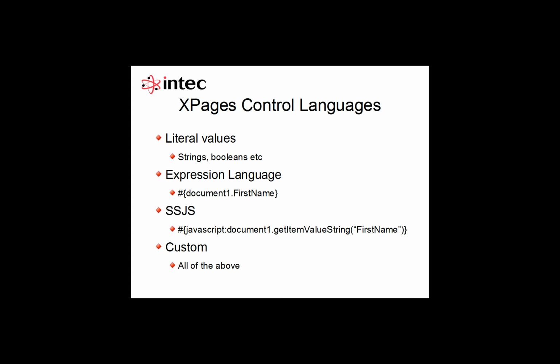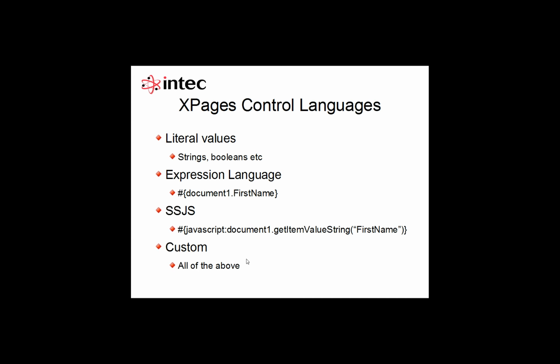First is a literal value, so you enter a literal text string into a control value. The second one is expression language, which is usually used to bind to a value on a document, so document1.firstname, for example, and that starts with the hash with the curly braces, and as Tim just showed, that can also be extended to do things like comparisons.